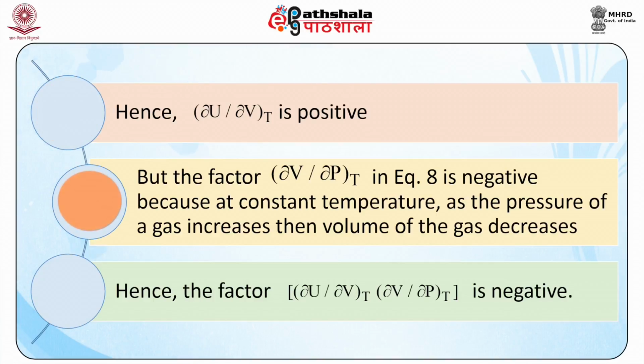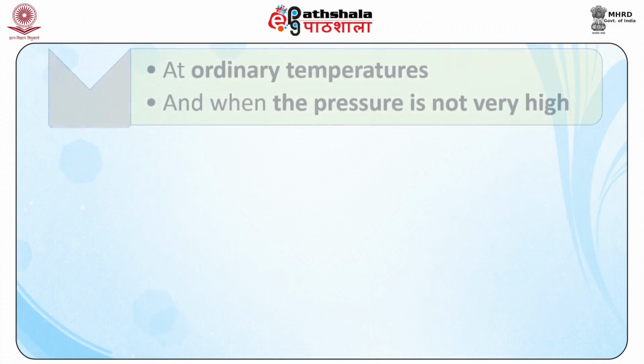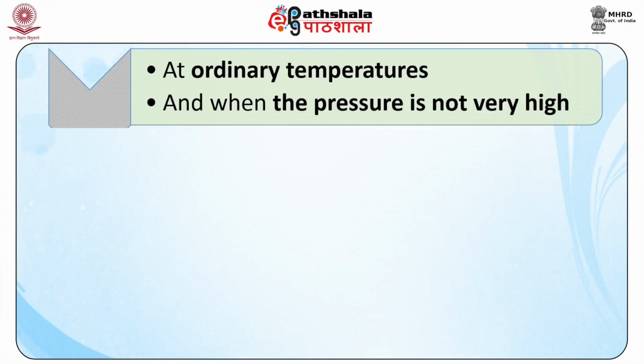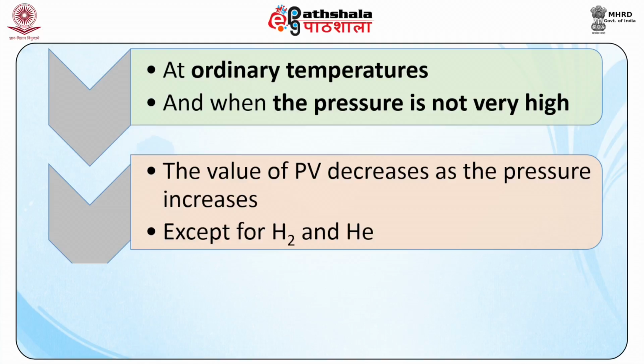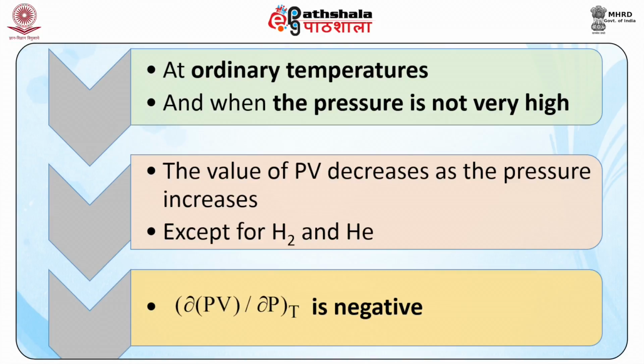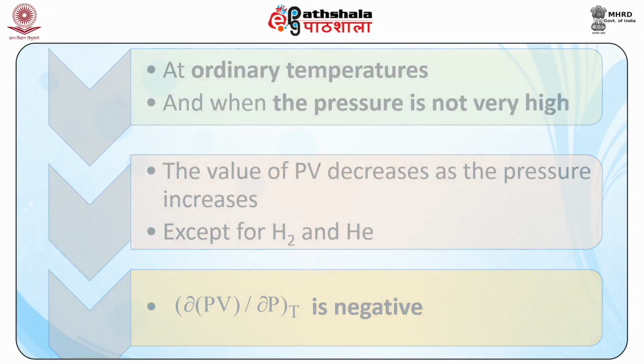But the factor ∂V/∂P at constant temperature in equation 8 is negative, because at constant temperature, as the pressure of the gas increases, the volume of the gas decreases. Therefore, this factor becomes negative. It is observed that at ordinary temperatures and when the pressure is not very high, the value of PV decreases as the pressure increases, except for H2 and helium. That is, ∂(PV)/∂P at constant temperature is negative.